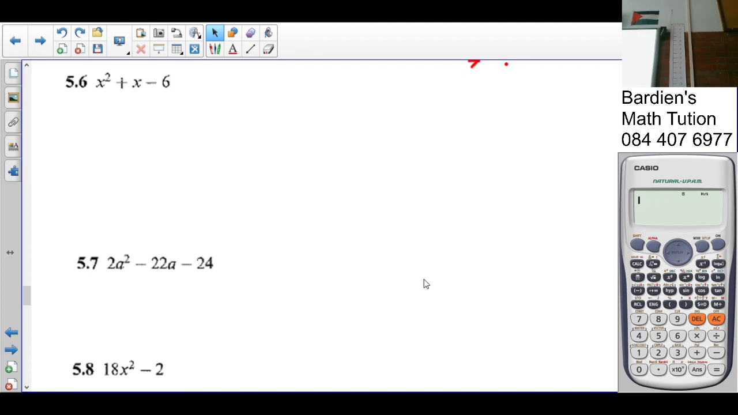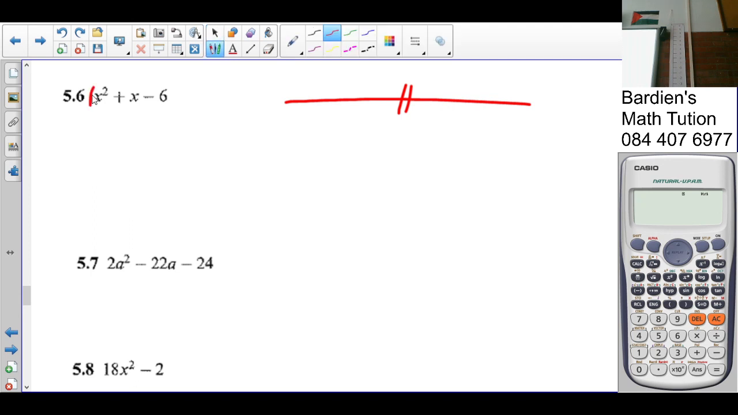Question 5.6, we are told, again factorize. Again the product line. Factors of 1 is 1 and 1. Factors of 6: 1 and 6, 2 and 3. Do you add or subtract our products here? Subtract. 1 times 6 is 6. 1 times 1 is 1. You subtract, you get 5.